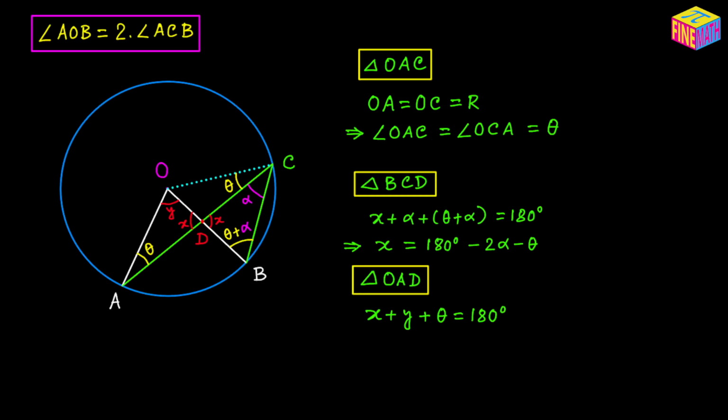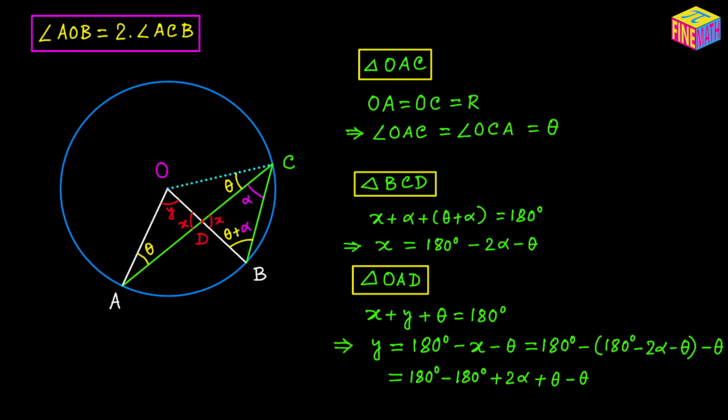Next, let's take a look at the triangle OAD. There again, the sum of the 3 interior angles would be x plus y plus theta, and that will be equal to 180 degrees because we know that the sum of the 3 interior angles of a triangle is equal to 180 degrees. So from here, what would be the value of y? Well, if we keep y on the left hand side and bring everything else to the right hand side, we can write it as 180 degrees minus x minus theta. And in the next step, I am going to substitute the value of x. So wherever we have that x, I am going to use the value of x that we just derived in the previous step. So that's what I have done here. In place of x, I have used 180 degrees minus 2 times alpha minus theta.